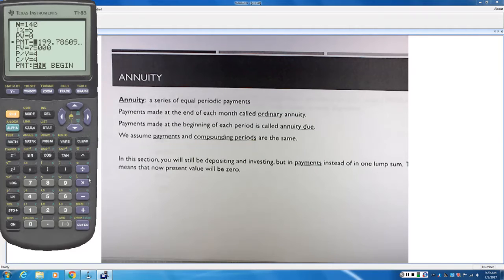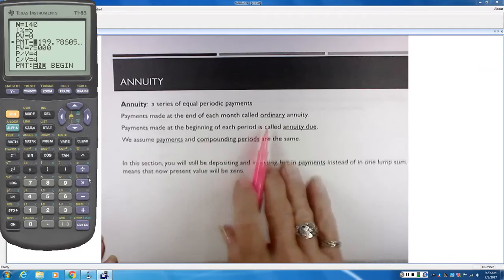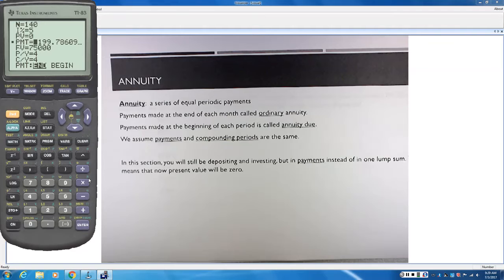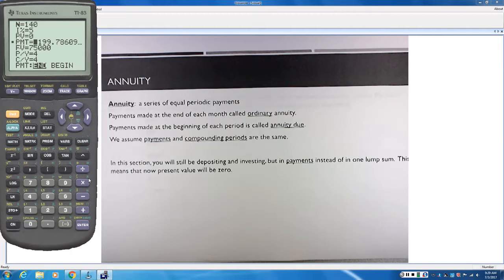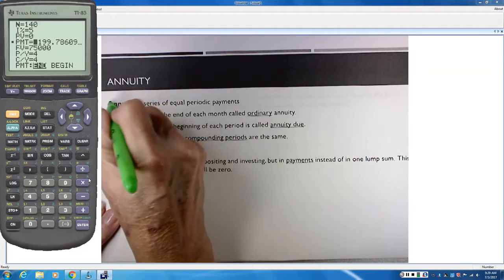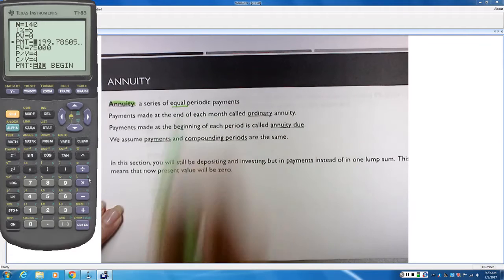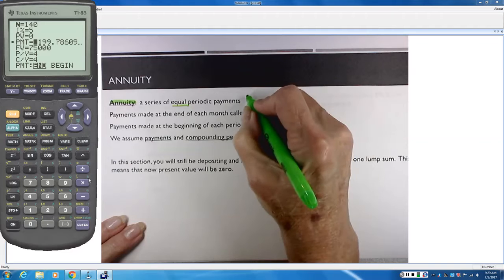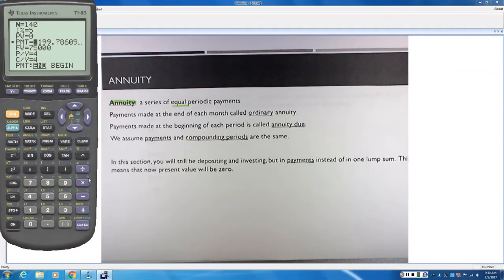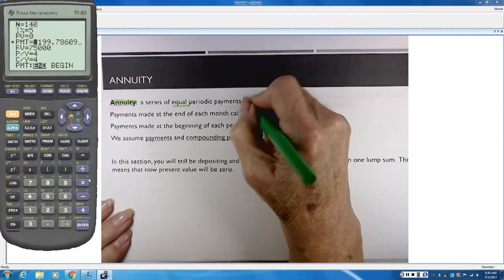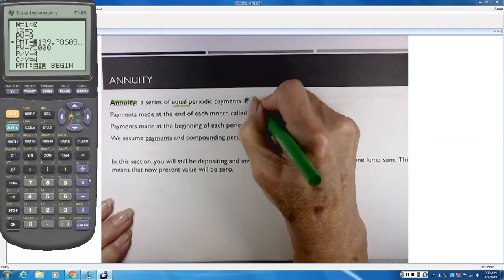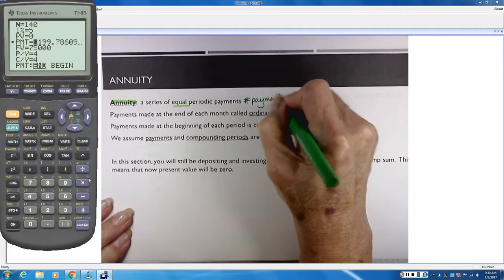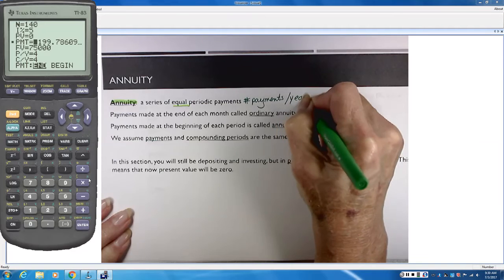So what we're looking at, now that I've talked about that, is an annuity, and I explained what that was in the video that I had you watch for the calculator. So just to recap, an annuity is a series of equal periodic payments. All the payments are going to have to be the same, and periodic means it's going to be a number of times per year. You're going to need to know that.